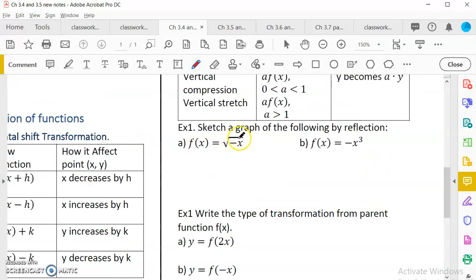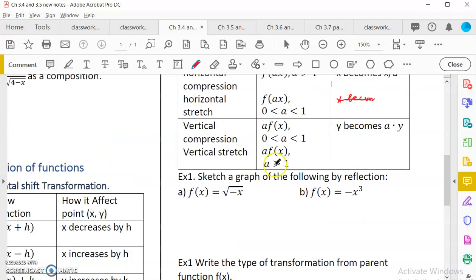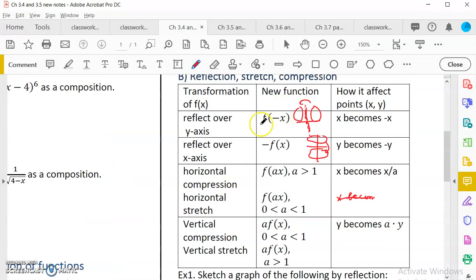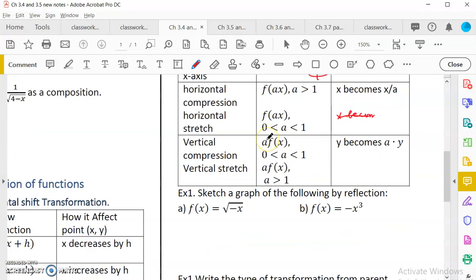Do a quick sketch of square root of negative x. You see how we have a negative inside, right? Inside. So that is a reflection over the y-axis, left and right reflection. So it would be like this because I know square root x is like that, right? So you reflect it over to that side.